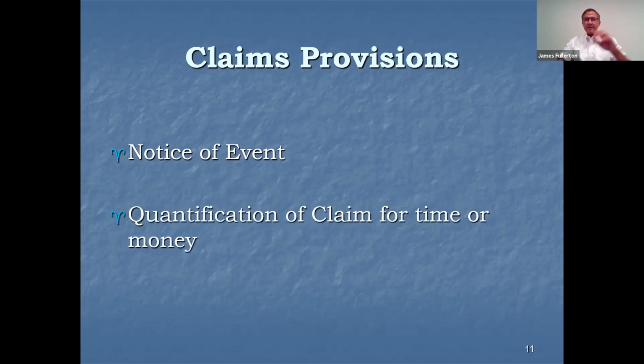Claims provisions usually discuss two things. Notice of the event, or these are my words. The contract may not use these words, but in my mind, there are two parts of a claim. One is notice of the event. This is what happened. The other is the quantification of the claim for time or money. Here's exactly how much extra it's going to cost you. Here's exactly how much of a time extension we're entitled to.